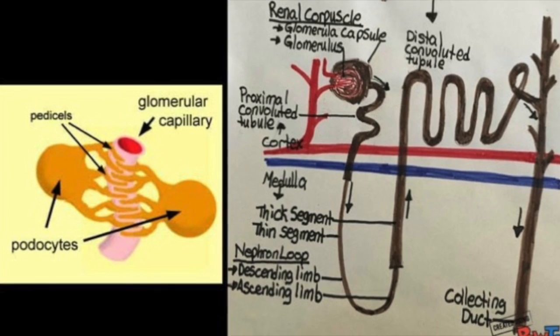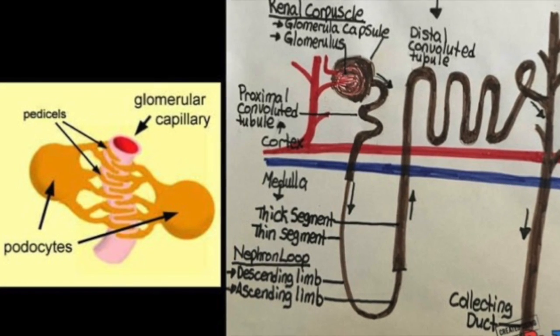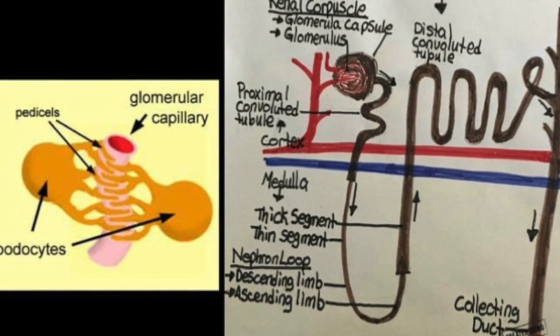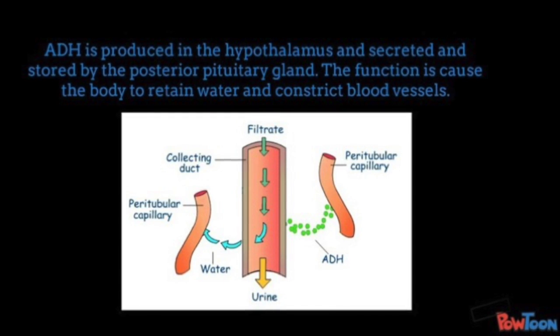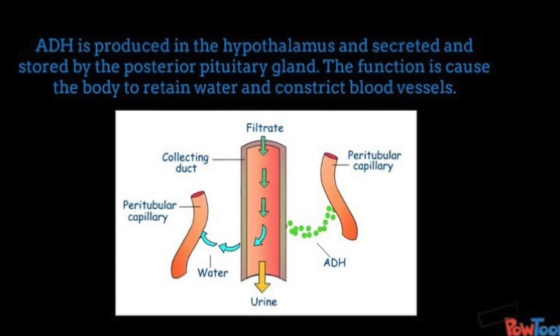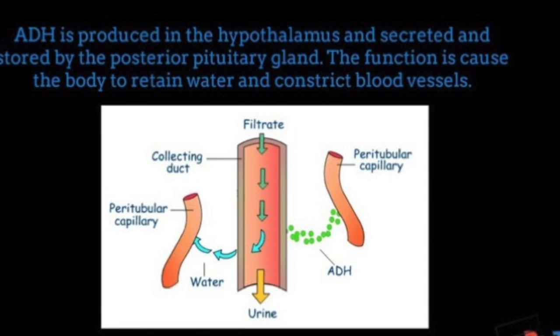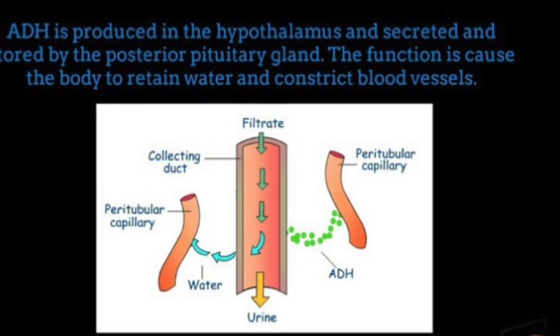The renal tubule has three major parts: the proximal convoluted tubule, the nephron loop, and the distal convoluted tubule. ADH is produced in the hypothalamus and secreted and stored by the posterior pituitary gland. The function of ADH is to cause the body to retain water and constrict blood vessels.